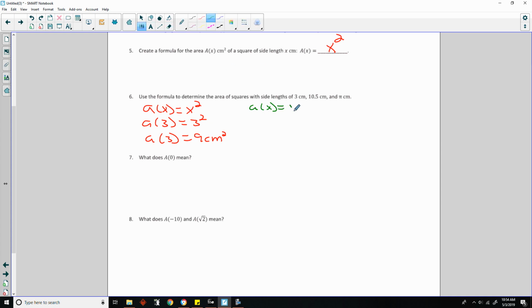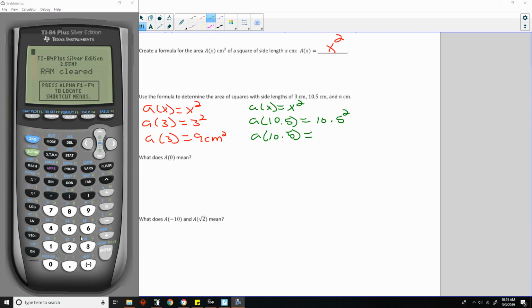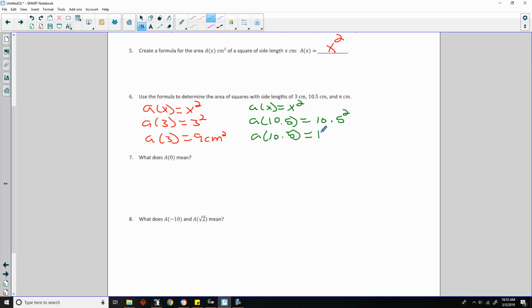Forgot my equal sign. A of 10.5 equals 10.5 squared. So a of 10.5 equals, okay, I have my calculator here, so all I have to do is 10.5 squared, enter. I could have also done it manually, but that's fine. 110.25. Okay, centimeters squared.